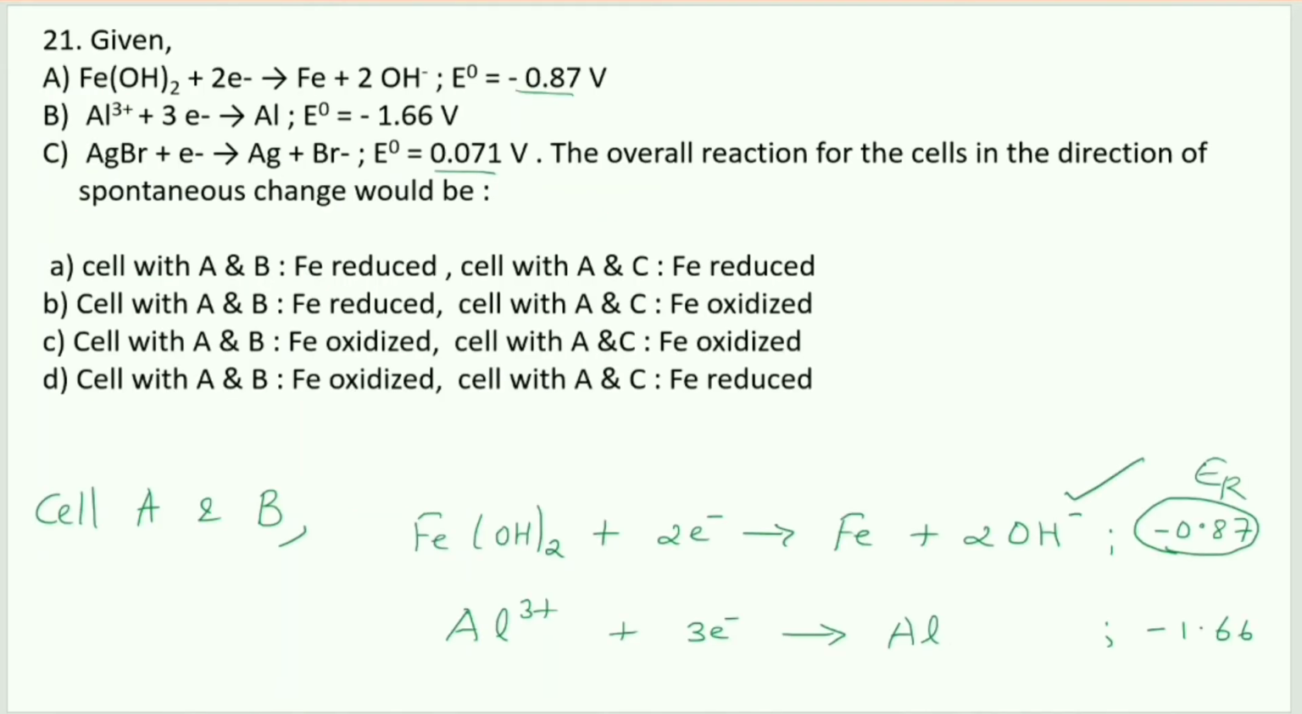So the options are: cell with A and B Fe reduced, cell with A and C Fe reduced. Fe is not reduced in the second case, so D option and A option are cancelled out. Now in B option, A and B Fe reduced and A and C Fe oxidized.